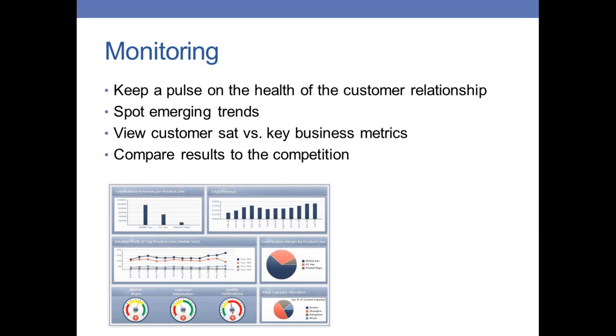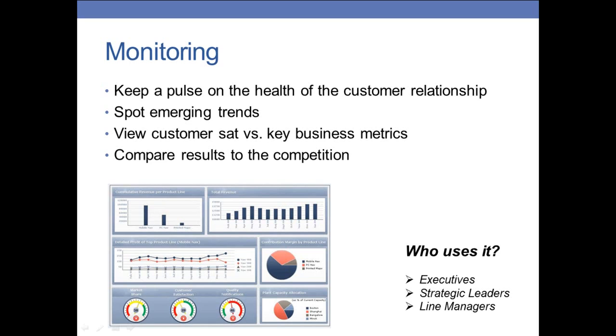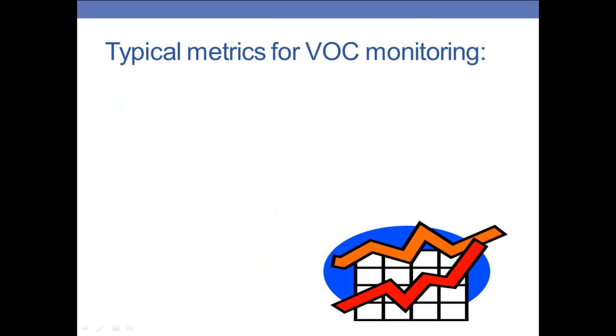It's fairly easy to display VOC monitoring information in the form of a dashboard where several key metrics can be viewed side by side in graphical form. These dashboards are typically used by executives and strategic leaders as part of their oversight of the business. In many cases, dashboards are also shared with line managers, showing just the information that pertains to their level of the organization. So what metrics should you be monitoring?